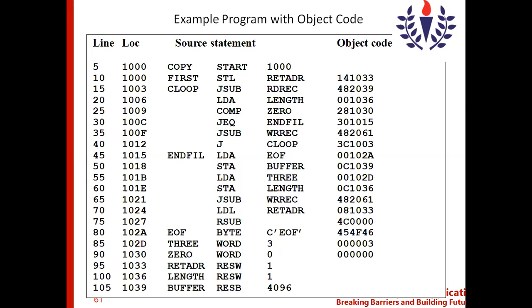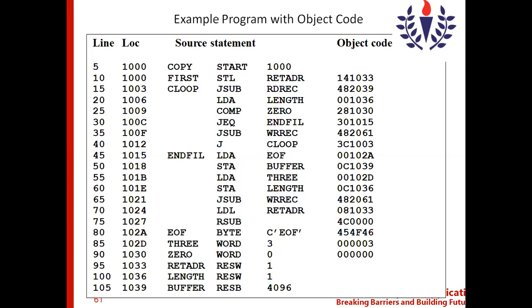And moving on to line number 95, we have the assembly directive called RESW, reserve word, which is used to reserve a number of words to the label. In the operand field, we have 1, so a single word is assigned. That means what? A single word is nothing but 3 bytes.